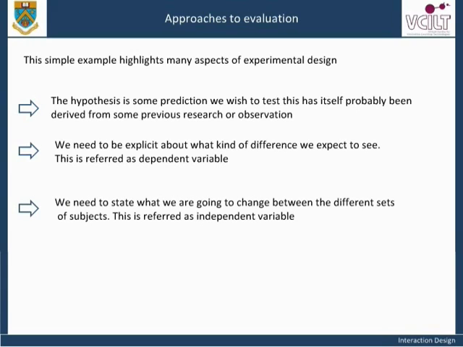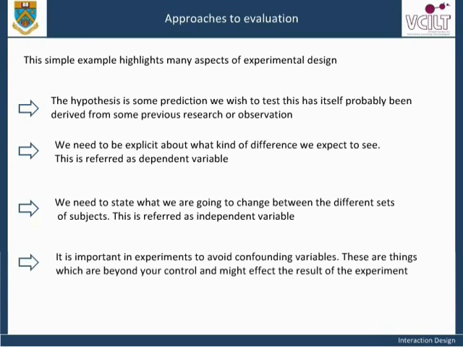Thirdly, we need to state what we are going to change between the different sets of subjects. The thing that we change is referred to as the independent variable. In this case, it is the kind of input device used, either a mouse or a trackpad. Usually, in experiments to do with user interfaces, we keep the task the same across all subjects so that we can determine the difference between user interfaces for the same task. Therefore, it is important to select tasks which can be performed using the different user interfaces.